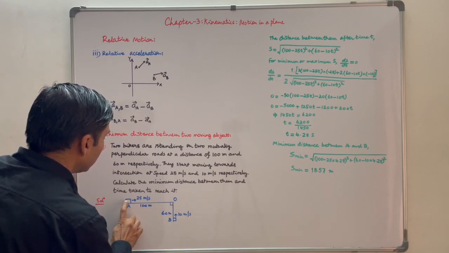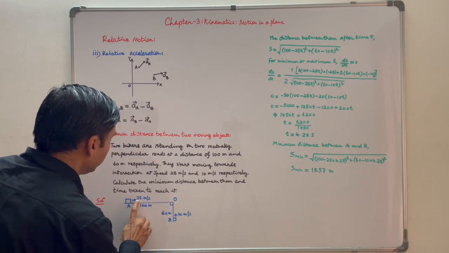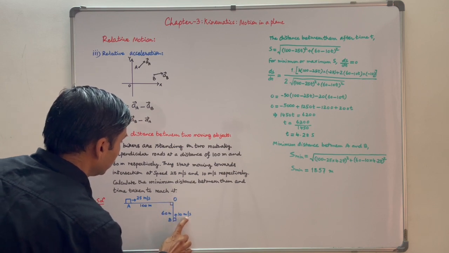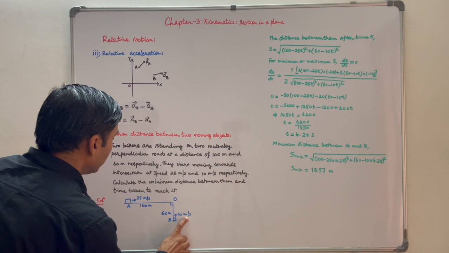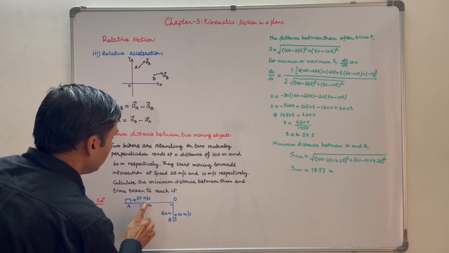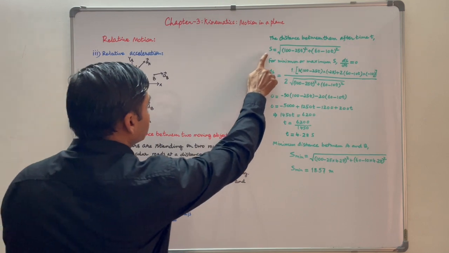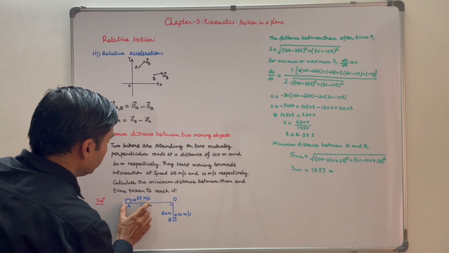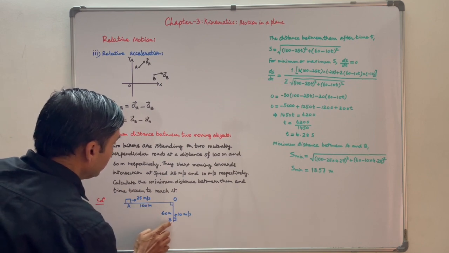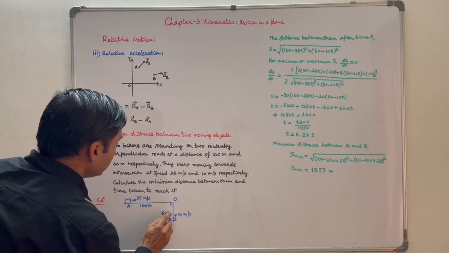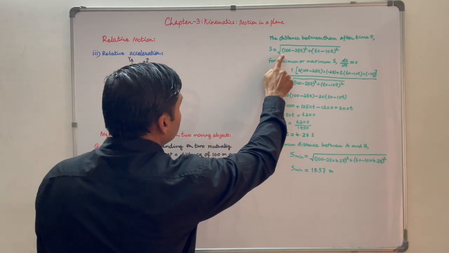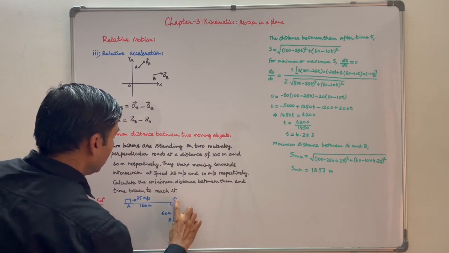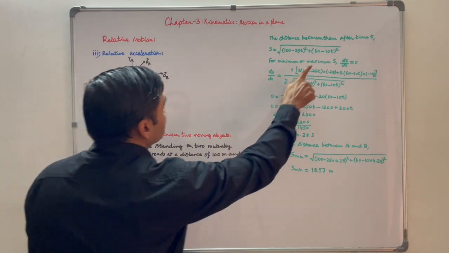At t is equal to 0, biker A starts moving towards O with a speed 25 meter per second and biker B starts moving towards O with a speed 10 meter per second. We have to calculate after what time distance between them will be minimum. Suppose that distance is S. In time t, the distance traveled by A will be 25t meters and by B it will be 10t meters. So now distance between them, that is S, is equal to under root (100 minus 25t) whole square plus (60 minus 10t) whole square.